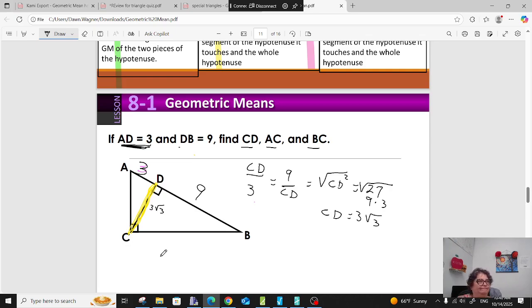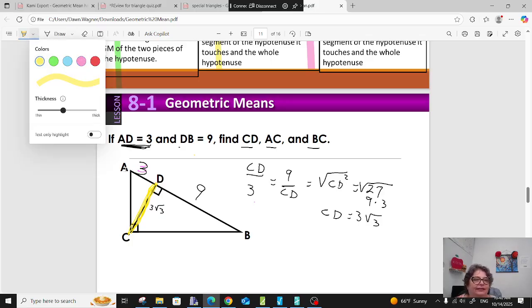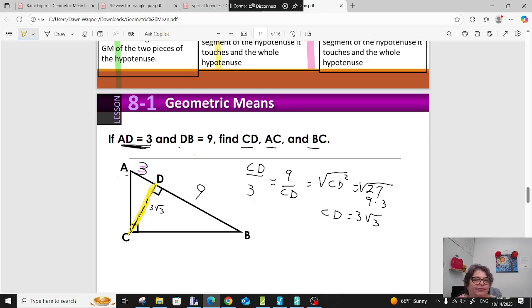Okay. Can I do the next one? AC? Okay. I'm going to highlight AC again. So now I'm finding AC, which is the outside. So what case would that be? Yeah, it'd be either 2 or 3.